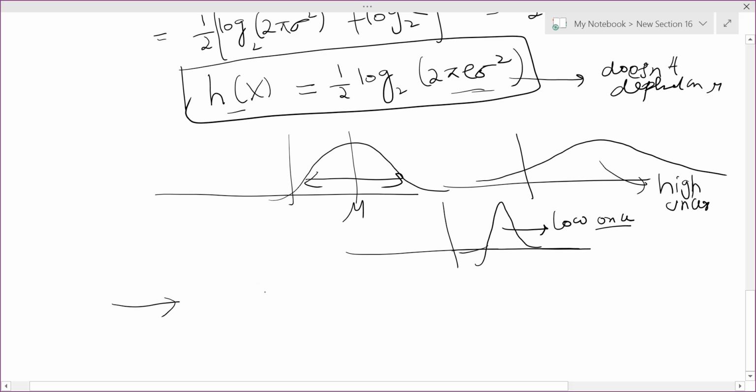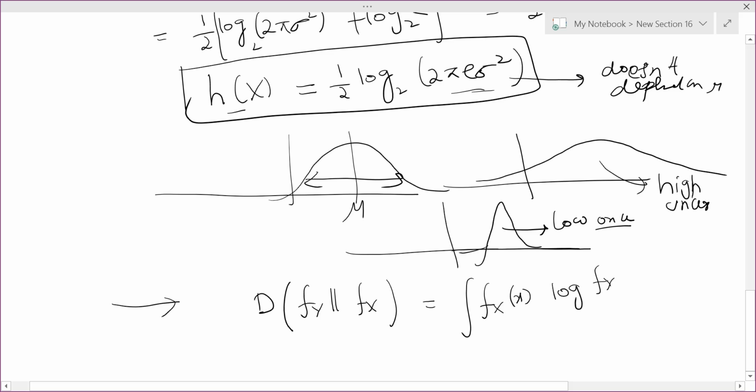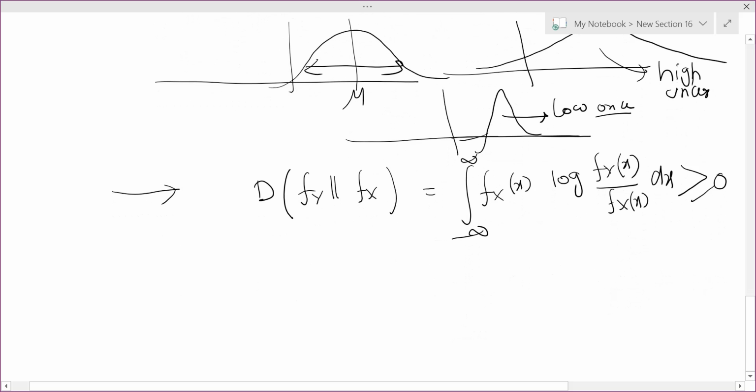Now coming back to this, D of fy and fx, which is defined as the integral of fx of x log of fy of x divided by fx of x dx, and we know that it is greater than or equal to 0. Now we will do one thing. We again have, suppose, a random variable x, which is distributed according to a Gaussian distribution.